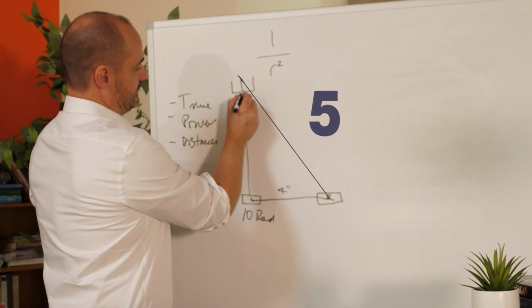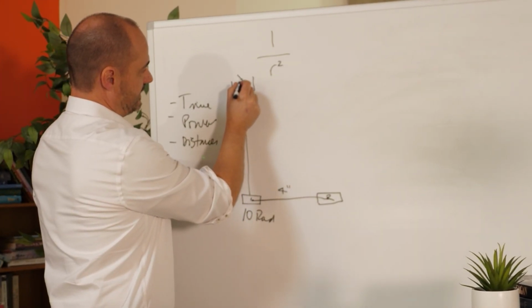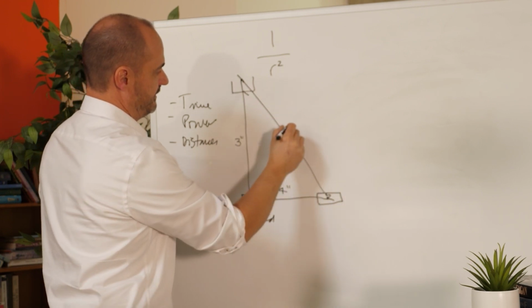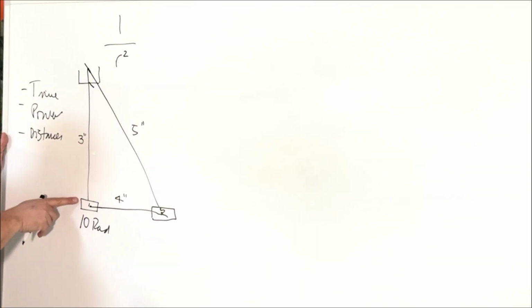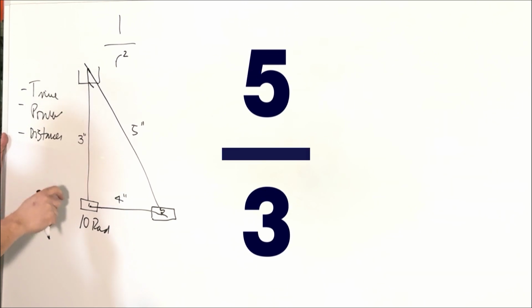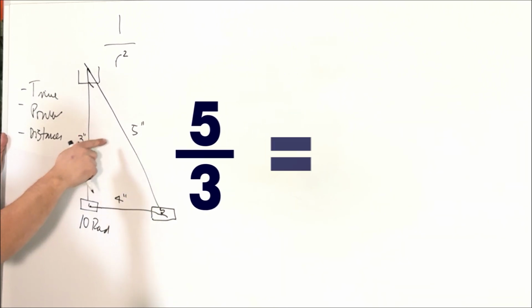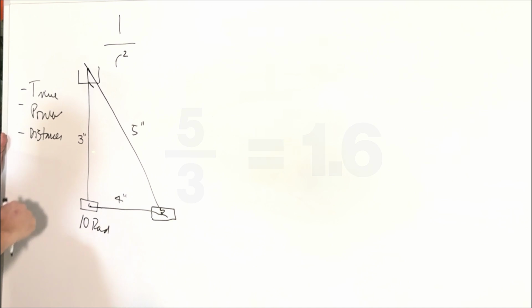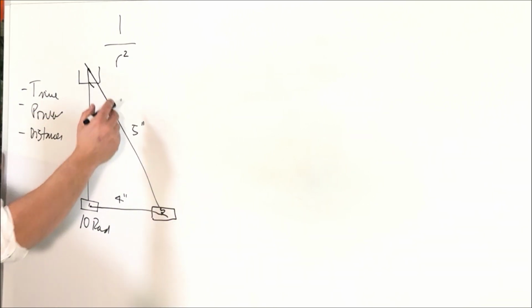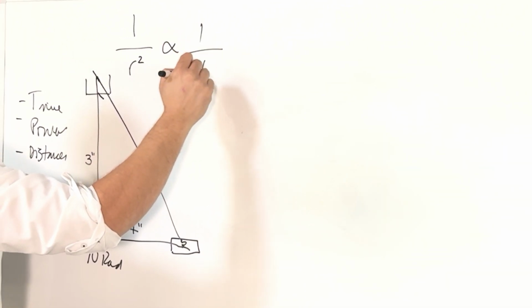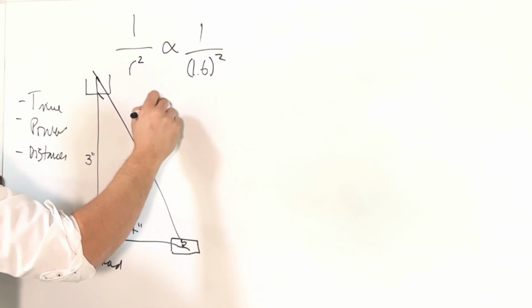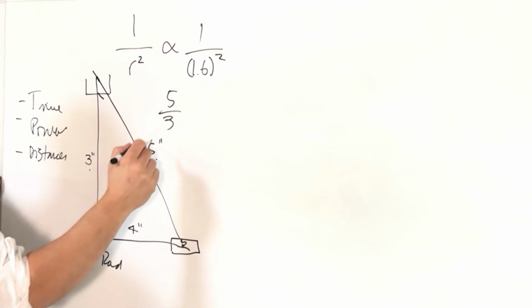3, 4, 5, right? We know the distance between the target and component 2 is going to be 5 inches. 3, 4, 5, that's the simple triangle. The difference between component 1 to the target and component 2 to the target is 5 divided by 3, right? So component 2 is 1.6 times farther away from the target than component 1 is. So using the simple 1 over r squared, you have 1 over 1.6 squared. And 1.6 comes from 5 divided by 3.